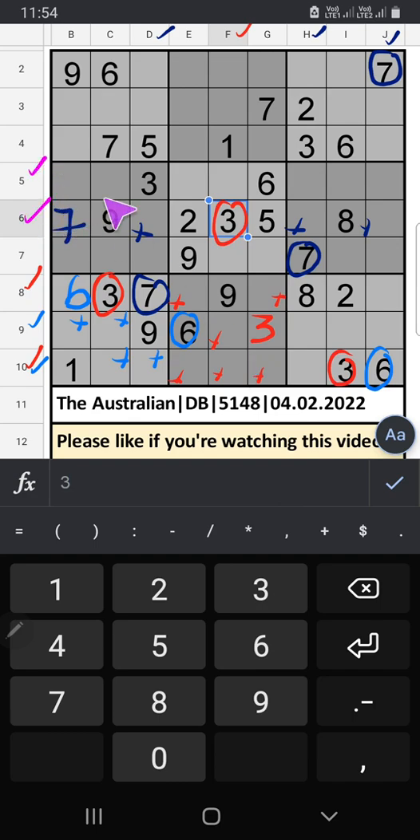5th row and 6th row we have 3. Column H and column I also we have 3. So 3 can't come in these cells. Then 3 is confirmed here.